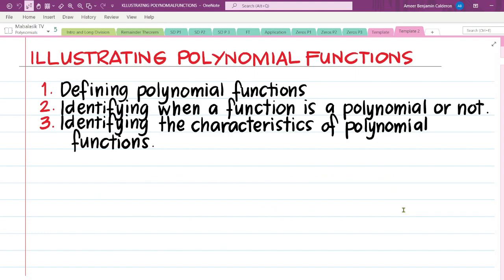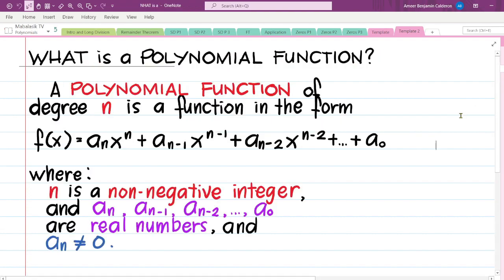Number one, we are going to define what polynomial functions are. Number two, we are going to identify when a function is a polynomial, and when it is not a polynomial. And number three, we are going to identify the characteristics of polynomial functions. Let us now go to the definition of polynomial functions.